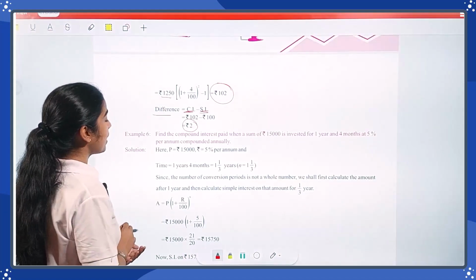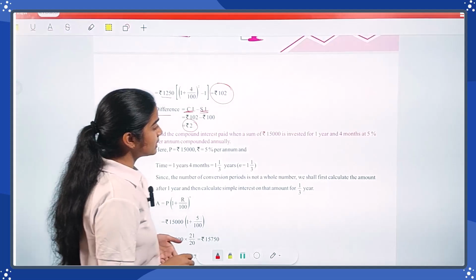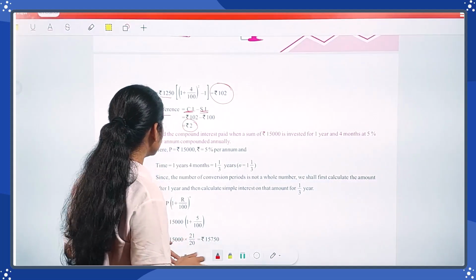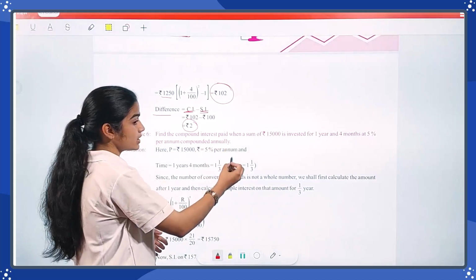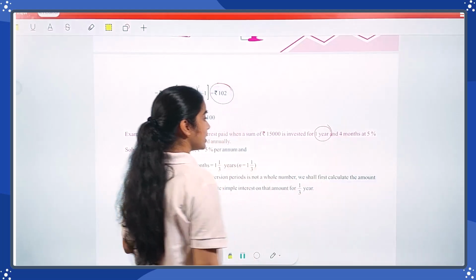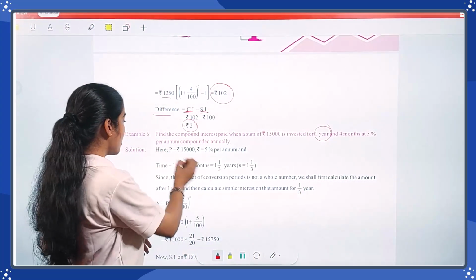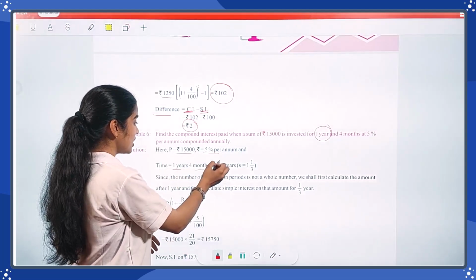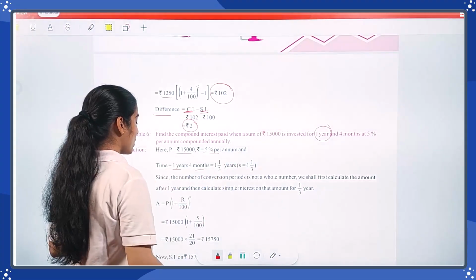Now, find the compound interest paid when a sum of 15,000 is invested for 1 year and 4 months at 5% per annum compounded annually. So in this case, we have 2 time periods, one annually and the second one is quarterly. So first P is 15,000, 5% per annum, time is 1 year, 4 months, so n is equal to 1 and 1/3.